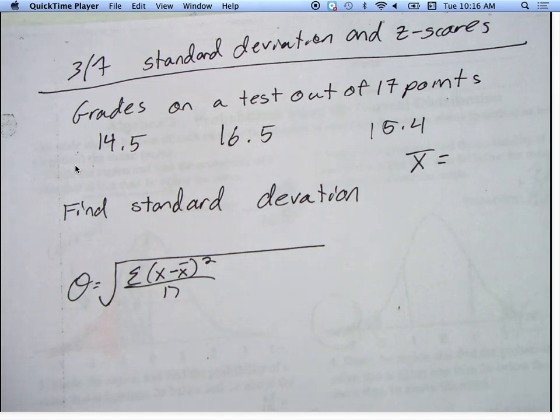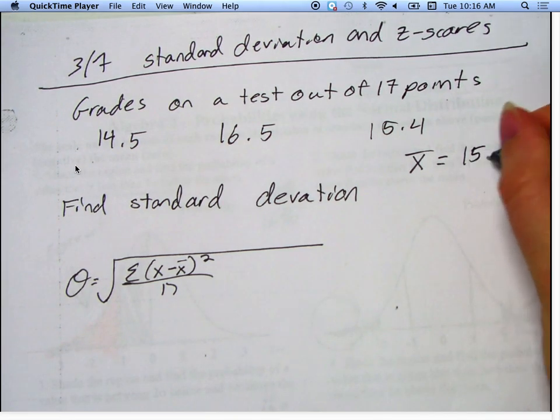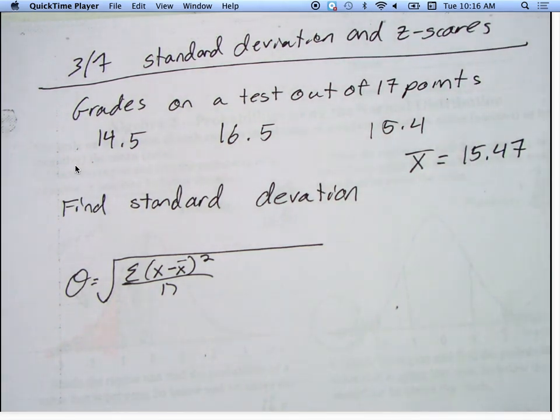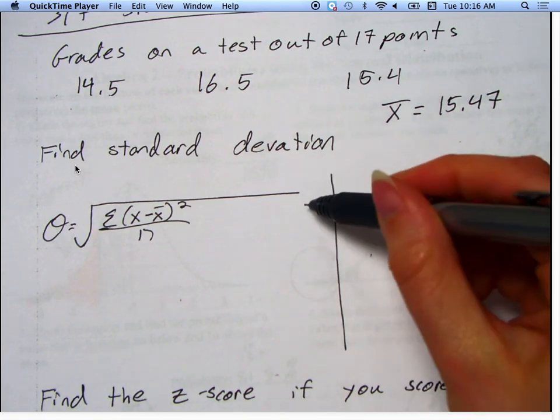So let's do that. What's my mean for these? It is, let's round to 2 decimal places. What did we get? 15.47 is my mean. Okay, now we're going to break down our standard deviation. I'm going to do it like we did for one of our homework assignments, where I'm going to make a chart. Okay?